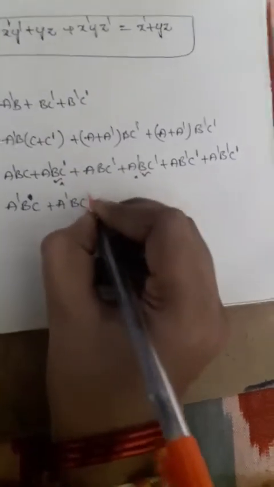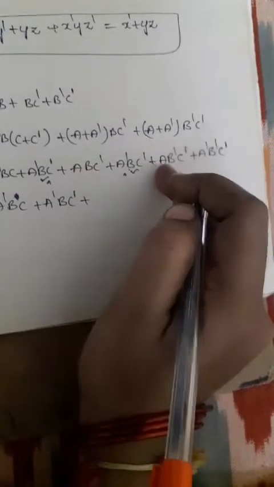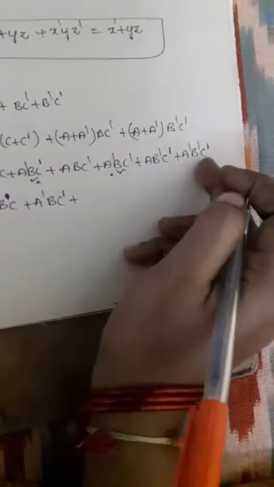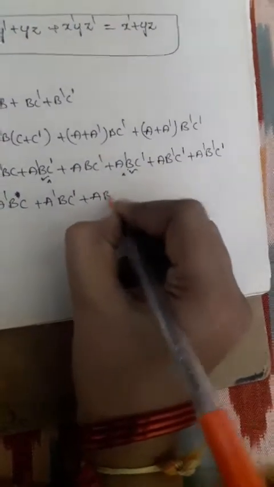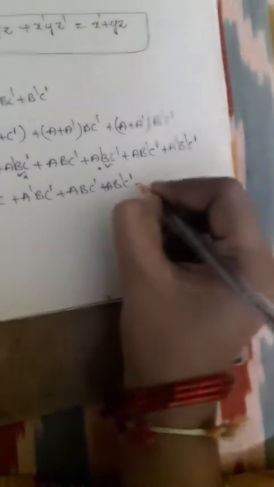So A complement B C complement plus here A B C complement. So it's not repeated, directly we can take it. Remaining terms A B complement C complement plus A complement B complement C complement. Okay. So the final expression becomes like this. Now it is applicable for simplifying the K-map.